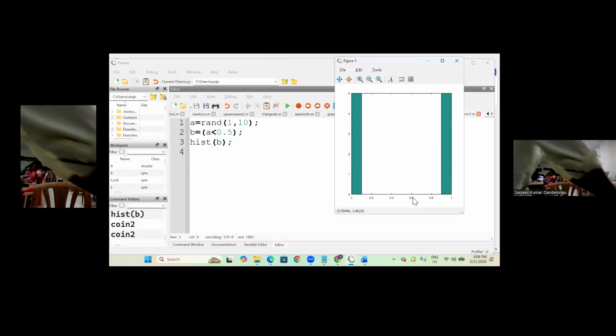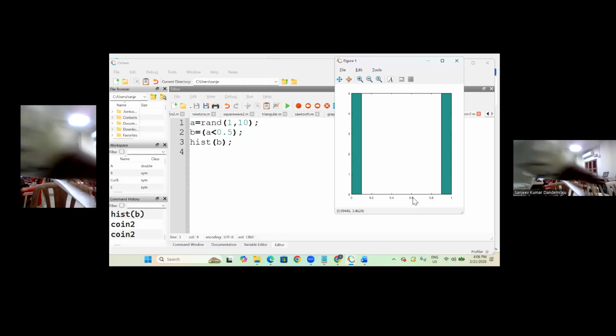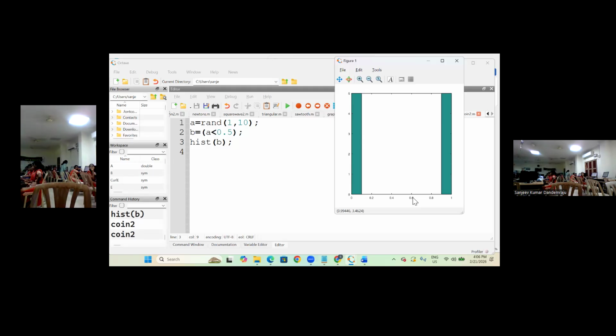So now comes an important question. If I want to toss two coins, what are the possible outcomes? When I'm tossing two coins, I may get either 0 heads, 1 head, or 2 heads. I'll get three possibilities. When I'm tossing one coin, I have two possibilities, 0 and 1. Both are equally probable, 50-50. So when I'm tossing two coins, I get three outcomes: 0 heads, 1 head, 2 heads.